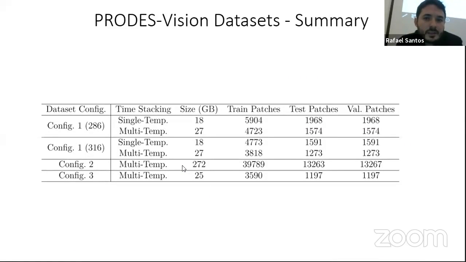So here we have a summary of the data sets. The first two configurations were developed in both a single temporal configuration and a multi-temporal configuration, and the second and third only in a multi-temporal configuration. Here we see the number of training, test, and validation patches, and the size in gigabytes. We can see that even the smaller ones represent a really huge amount of data, around 25 to 27 gigabytes.